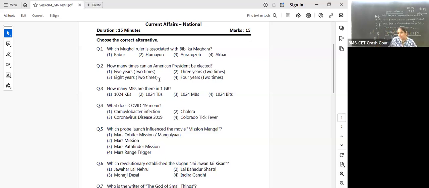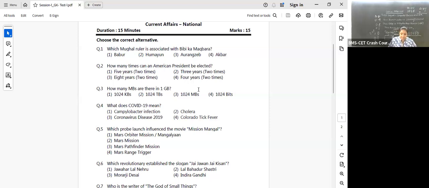Next one. Everybody knows the answer. And the options are so silly, no? Okay, online, I hope even you are listening to the discussion of the general knowledge questions. Okay. Question number 5. Which probe launch influenced the movie Mission Mangal? First, Ma'am, Mars Orbiter Mission. Okay, you can tell me the option number. Option one. Okay, good. Online, good.